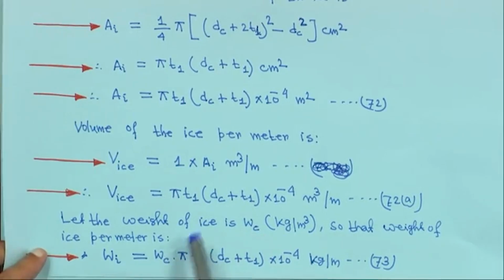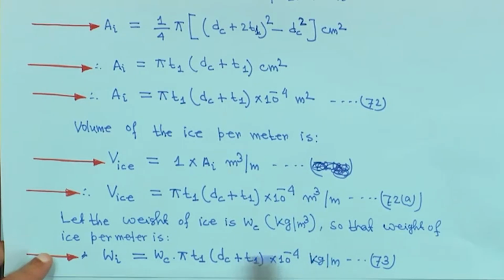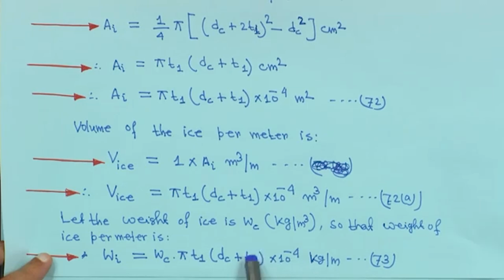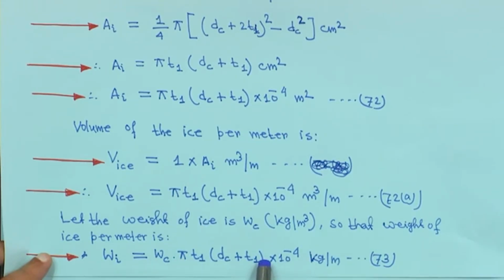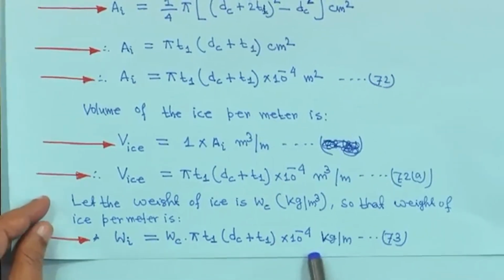coating. Therefore, W i will be this V ice multiplied by W c, since it is in meter cube. So, it will be this much kg per meter of the ice, that means W c into pi T1 (d c plus T1) into 10 to the power minus 4 kg per meter, because W c is actually kg per meter cube. So, this is the weight of your 1 meter length of ice, that is W c pi T1 (d c plus T1) into 10 to the power minus 4 kg per meter length. So, this is the weight of the ice.